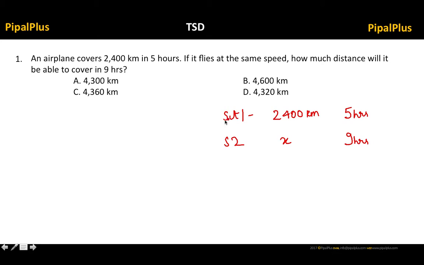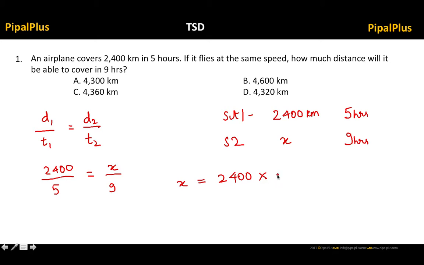So if the speed of situation 1 and the speed of situation 2 is the same, then we can say that d1 by t1, d1 being the distance in the first situation and t1 being the time taken in the first situation, should be equal to d2 upon t2, right? So in the first situation, 2,400 is the distance covered, time taken is 5 hours. This should be equal to the distance covered in the second situation, which we've assumed is x, divided by 9 hours. So straight away we are able to calculate x equals 2400 multiplied by 9 upon 5, right? Because I've taken this 9 here.